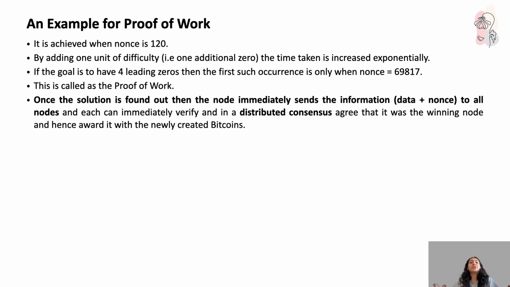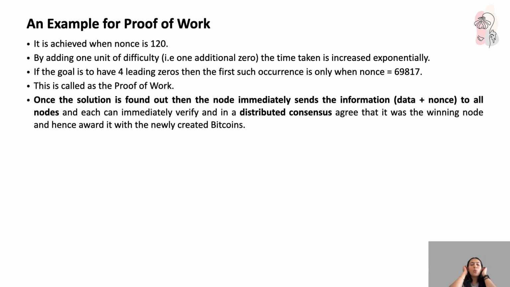So let's just assume if the goal is to have 4 leading zeros, then the first such occurrence will be found when the nonce is 69817, an exponential increase. And this is called the proof of work. This is when you say that you need high energy consumption in this case, because you need high computing resources for this, because with one difficulty level being raised, your effort, your time taken, increases exponentially.